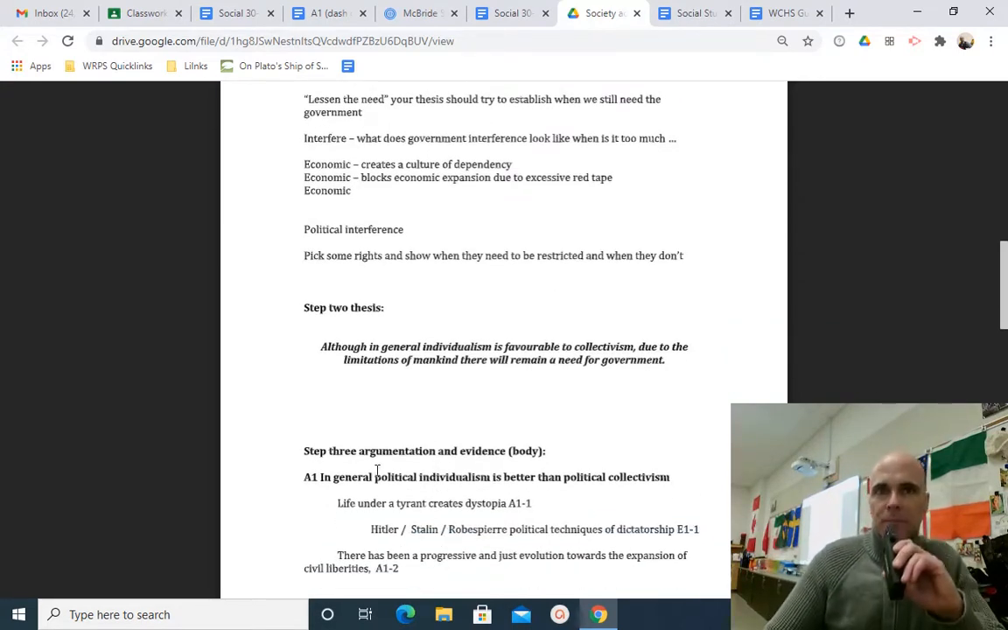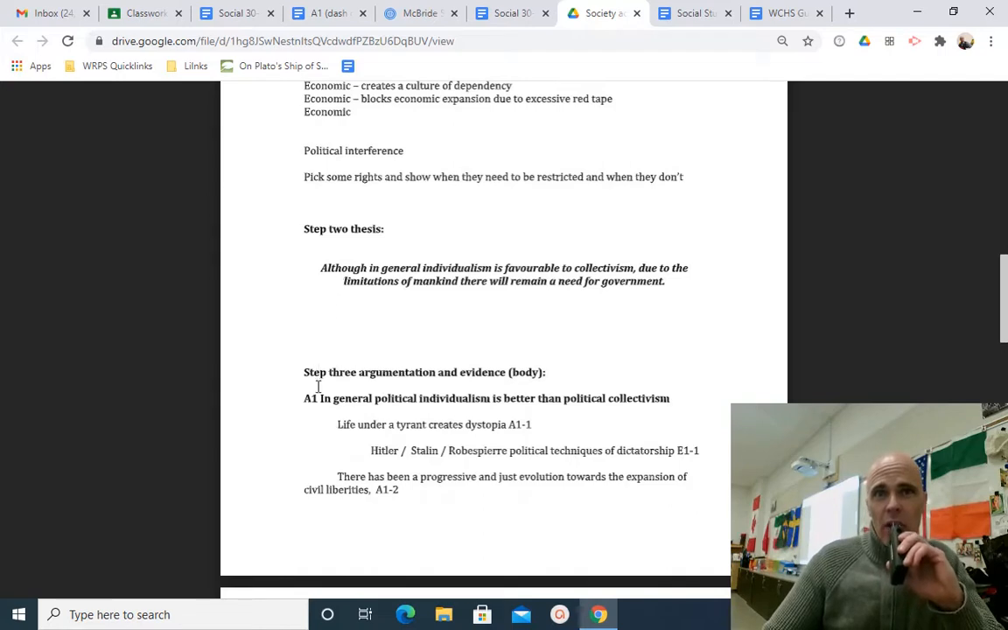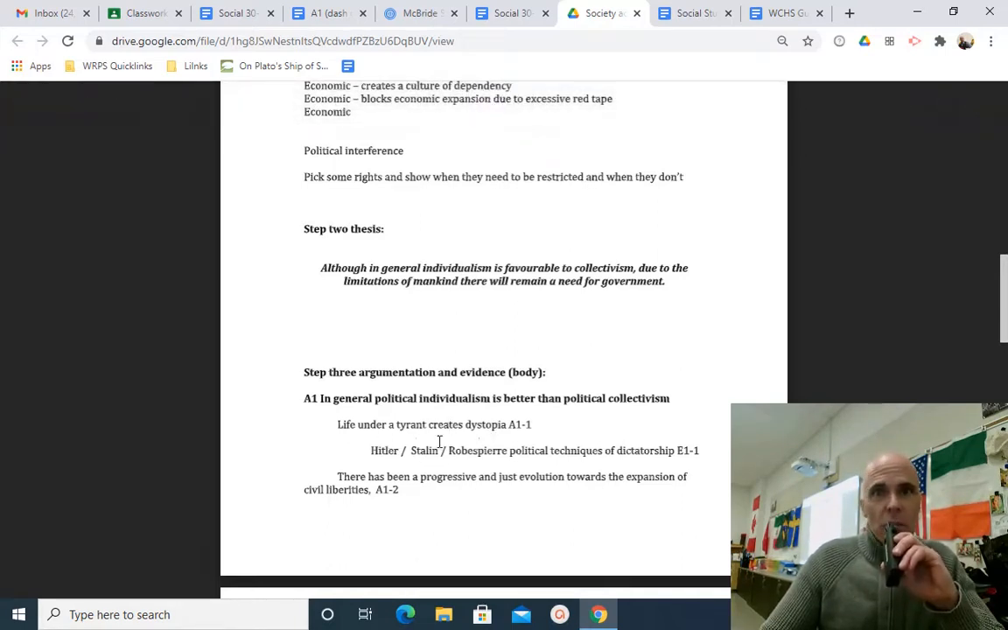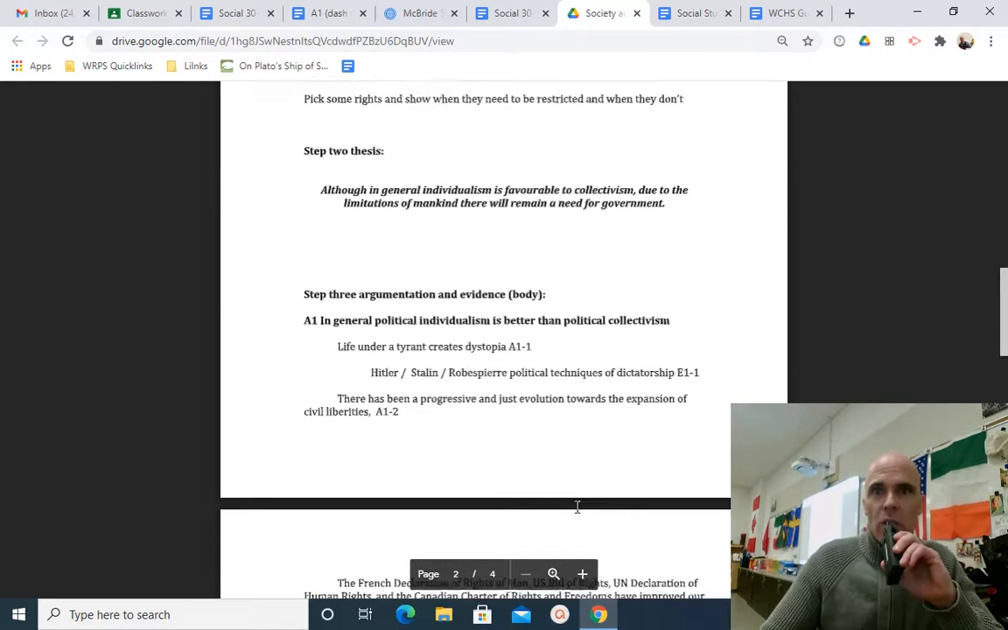So for example, in your body, your A1 is, in general, political individualism is better than political collectivism. And you can look at all of these things. Life under a tyrant creates a dystopia. Hitler, Stalin, Robespierre, political techniques of dictatorship created a dystopia.